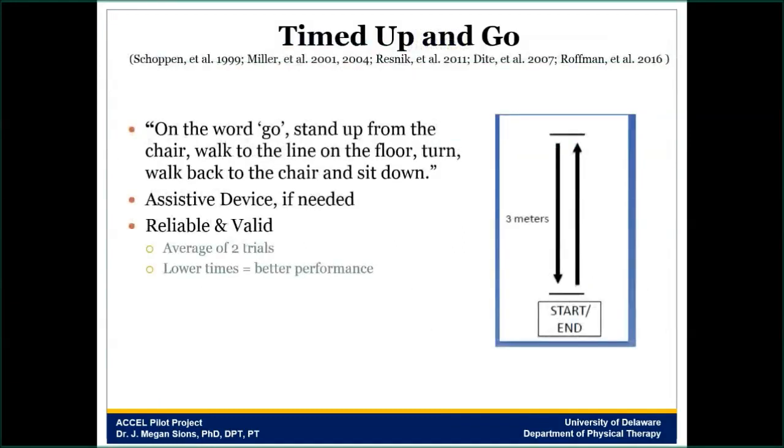For performance-based tests, we use the timed up and go. This is a functional mobility test. The individual is asked to sit in a chair, stand up, walk to a line 3 meters away on the floor, turn around, walk back, and have a seat in the chair. They can use their assistive device if needed. It's been shown to be reliable and valid with the average of 2 trials. In this case, lower times or faster paces indicate better performance.